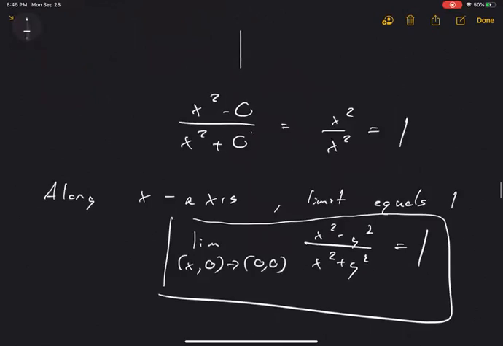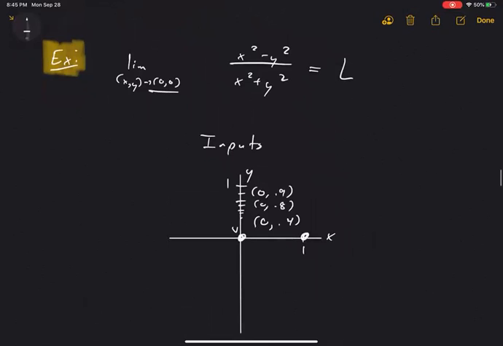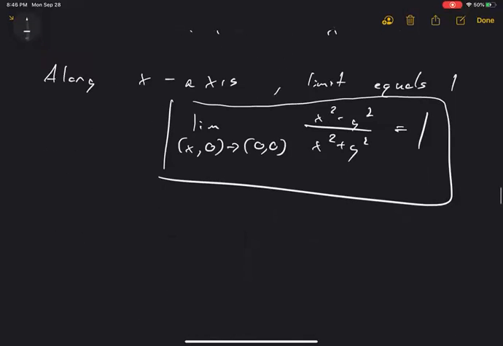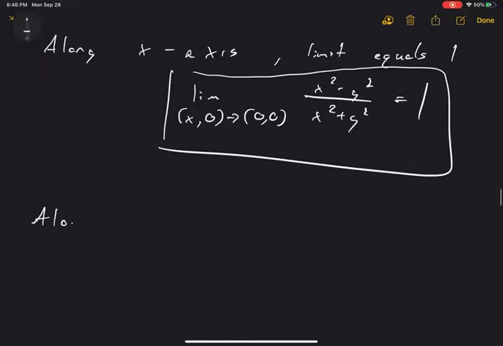The x value is 0, right? So if I consider my function along those points, I would have 0 minus y squared over 0 plus y squared, which is just what? Negative y squared over y squared. And no matter what value of y I plug in along that axis, I would have negative y squared over y squared, which is equal to what? Negative 1. So along the y-axis, the limit equals negative 1.